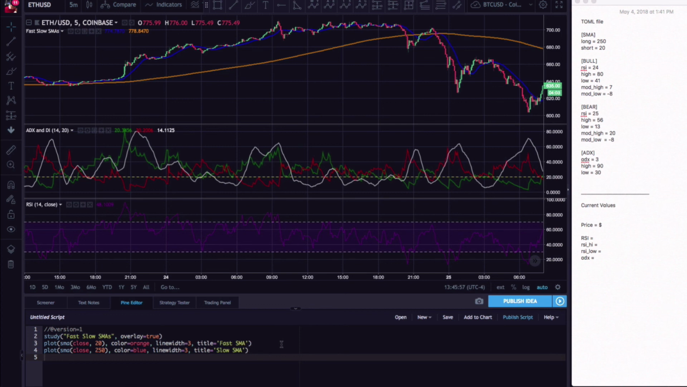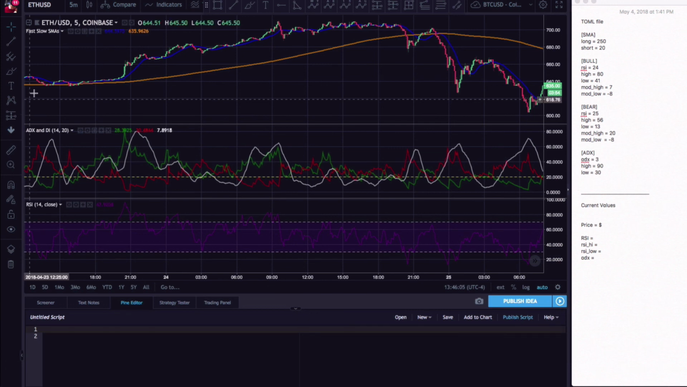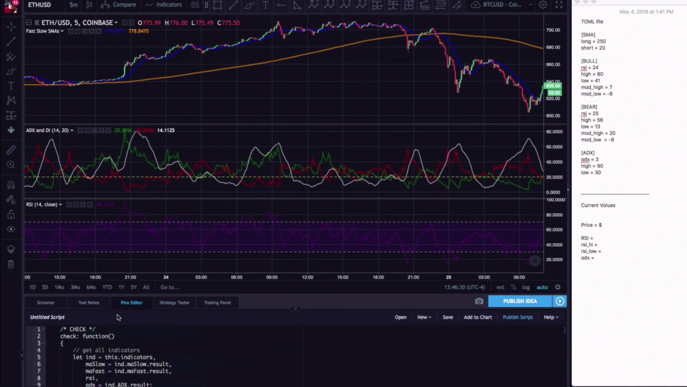So now that I added these blue and orange lines, I actually don't need it anymore down here in the Pine editor. The reason why I still have the Pine editor open is because I want to delete them and be able to add the check function that the RSI bull bear ADX strategy uses, so you can see how this strategy is working.